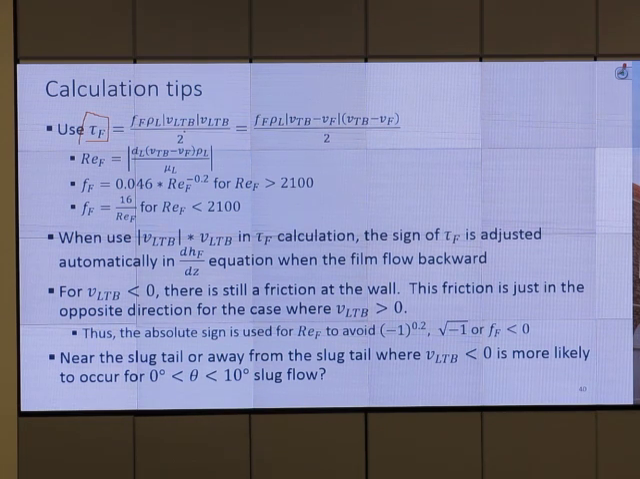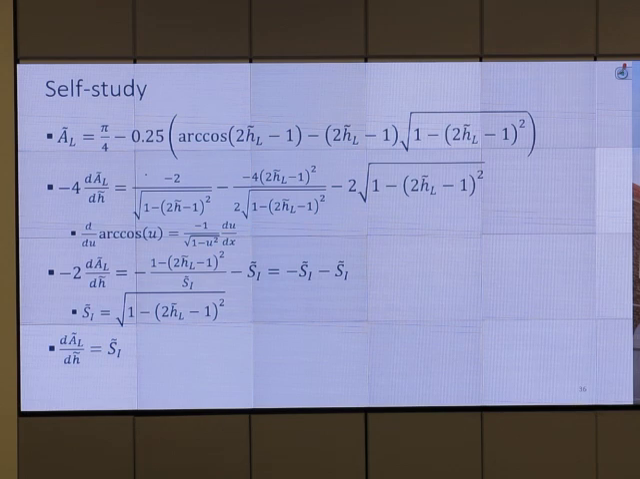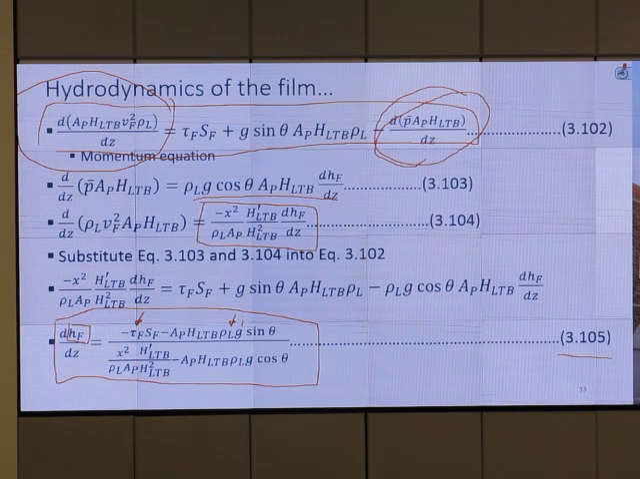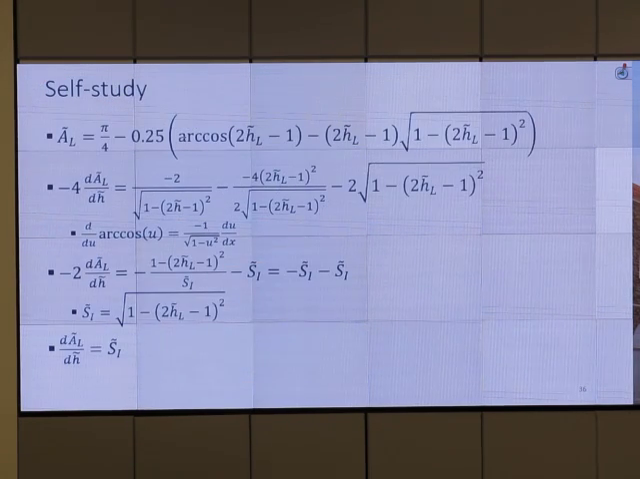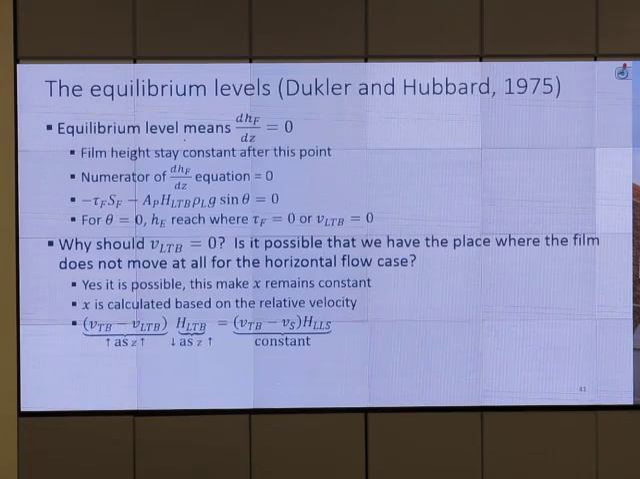So let's say VRTB is positive. So this expression is equivalent to VRTB squared, right? So the value of tau f will be positive. And when you put it in your equation, where did you put it? You put it over here, right? So a positive value means going to plus z, or the negative direction of the flow for the stationary frame of reference. So it takes care of the sign automatically. So let's say your film moves backward.